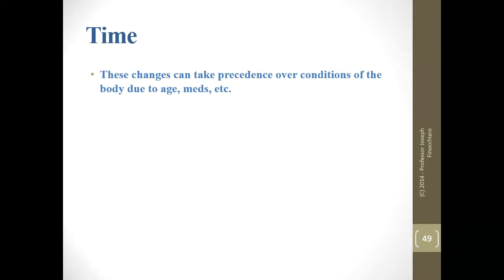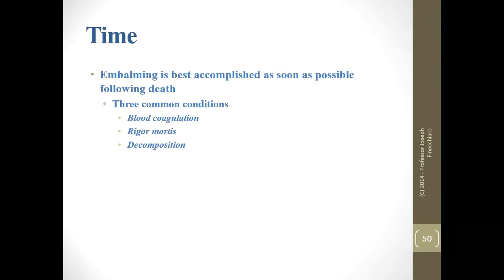Changes can take precedence over conditions of the body due to age, meds, and time, due to the fact that time is going on. So time's taken away. Embalming is best accomplished as soon as possible following death. 3 common conditions you run into with time if there's nothing else messing with you. Blood coagulation, which makes distribution and diffusion a problem. Also runs into graying, okay, when the formaldehyde reacts with it. Rigor mortis, which makes injecting a bit problematic. Increases formaldehyde demand. And decomposition, which is basically D, all of the above.